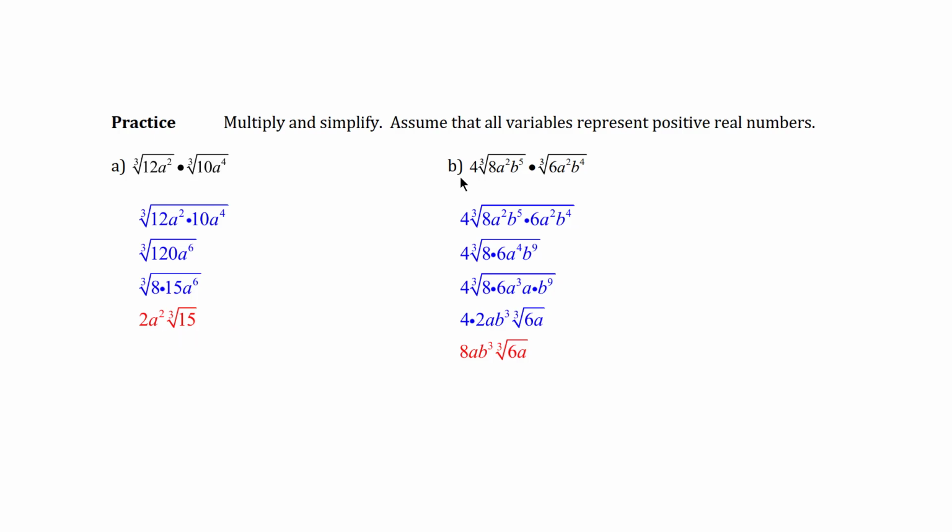Moving on to part B, we use the product rule to rewrite everything under one radical. We have 4 times the cube root of 8a squared b to the 5th power times 6a squared b to the 4th power.